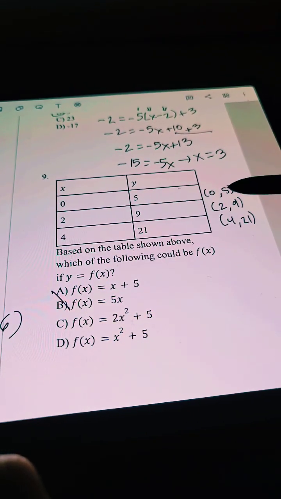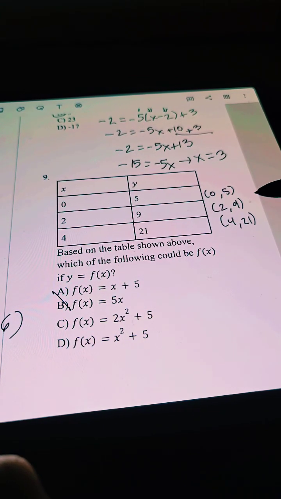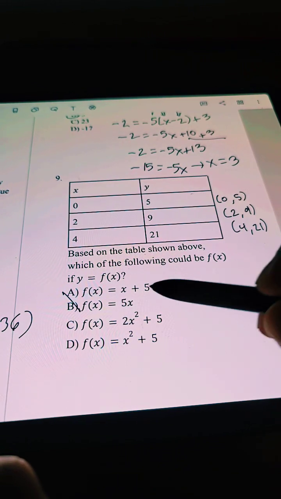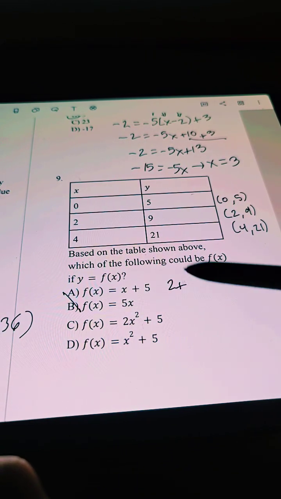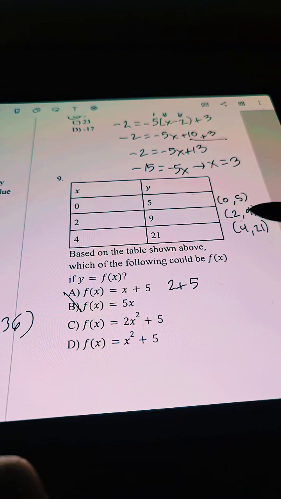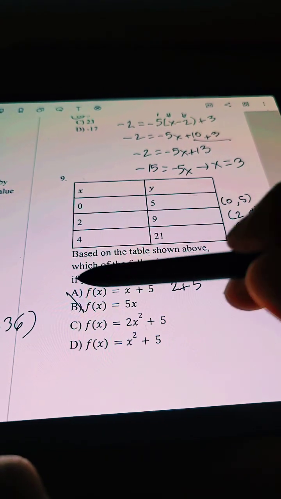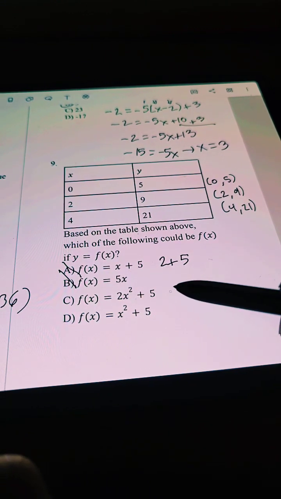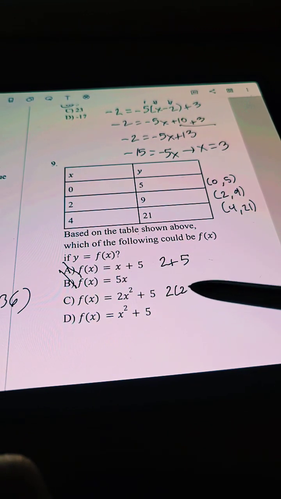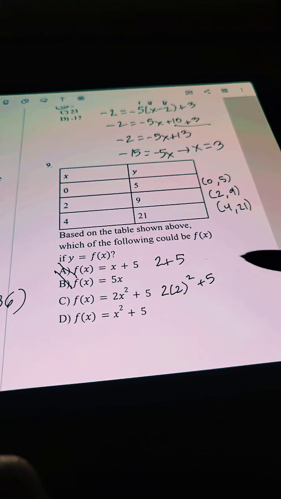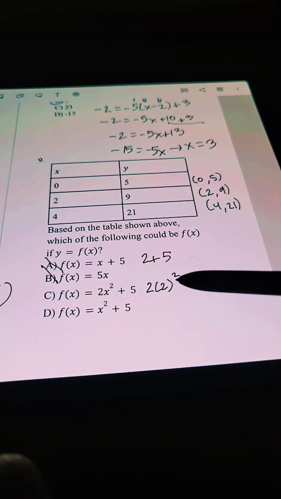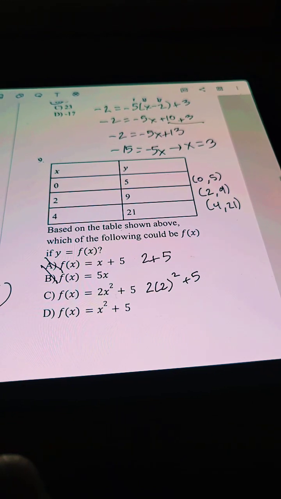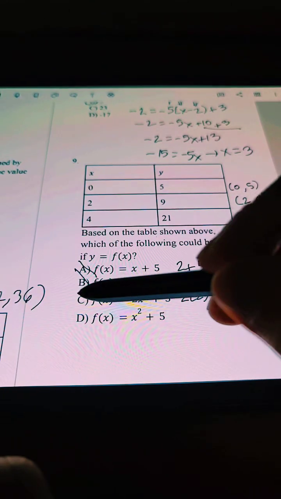After that, what you can do is just pick the next point, 2, 9. You could also pick 4, 21 if you want, it doesn't matter. So now I'm going to plug in 2 for my x, and I'm going to say, okay, do I get 9 for my f of x? Well, I do not. I would get 7, so that's not it. Now let's plug in 2 for x over here to see if we get 9. So that would be 2 times 2 squared plus 5. So that's going to be 2 times 4, which is 8, plus 5 is definitely not going to be 9. So it's not that one.